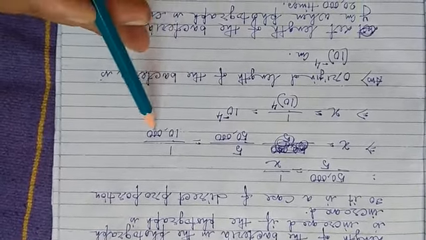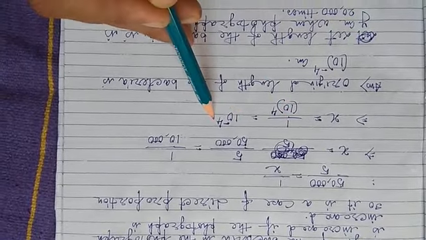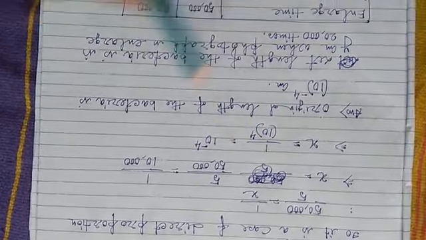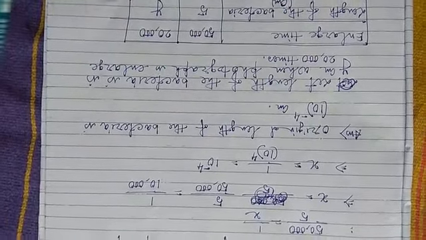So 1 by 10,000 equal to 1 by 10 to the power 4, that is equal to 10 to the power minus 4. So x equal to 10 to the power minus 4. So original length of the bacteria is 10 to the power minus 4 centimeter.